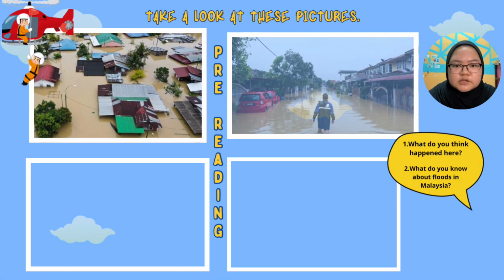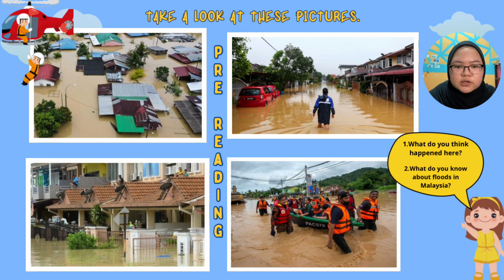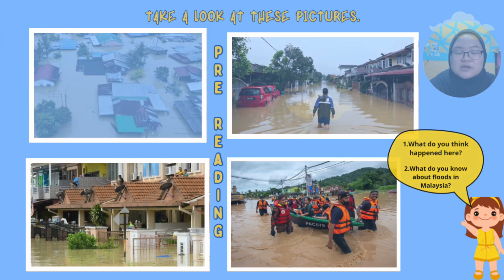So for the first 10 minutes, it will be the pre-lesson or the pre-reading part where teachers will show them real images of real floods, and there will be 2 questions asked to the students: what do they think happened in the pictures and what do they know about floods in Malaysia. This is to expose them a little bit to what a flood is, and to know their knowledge about floods before the teacher explains briefly what a flood is and how floods occur.